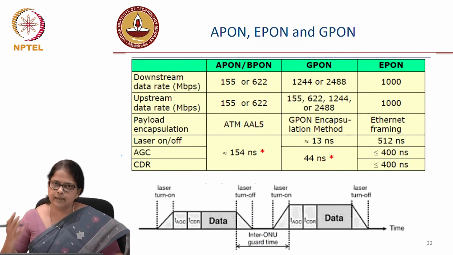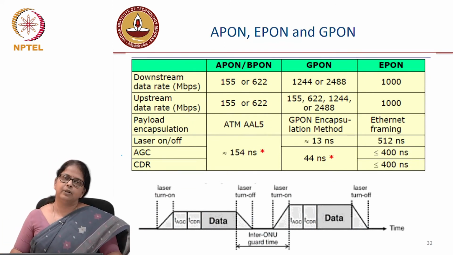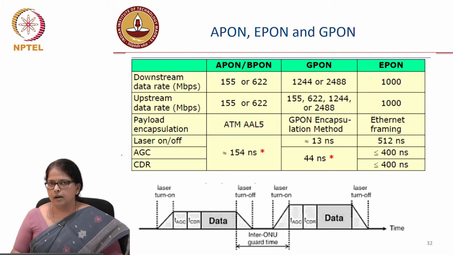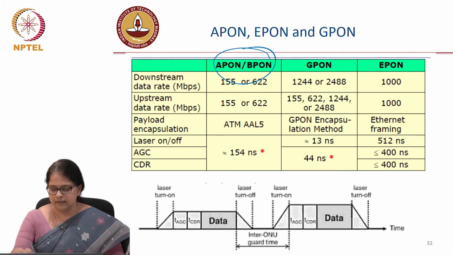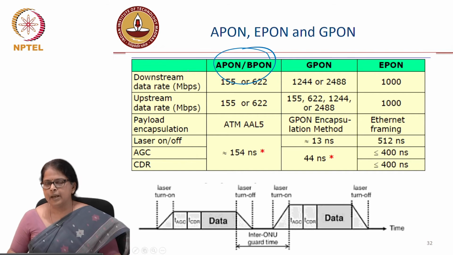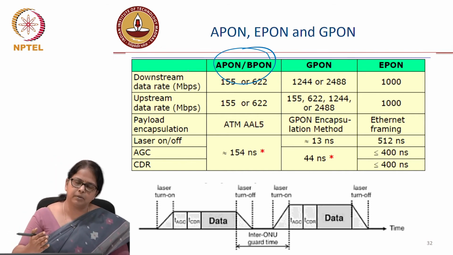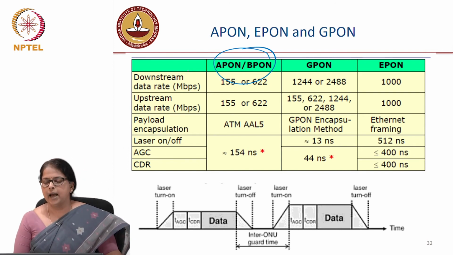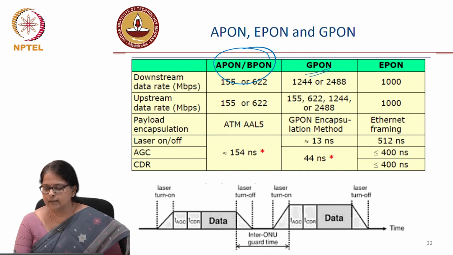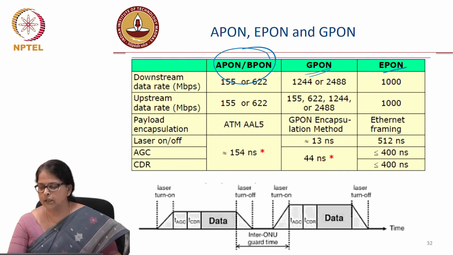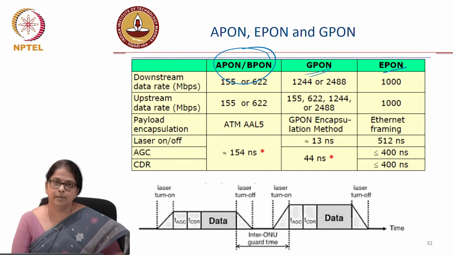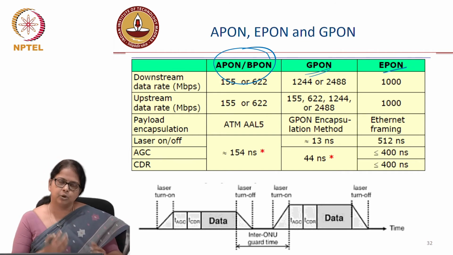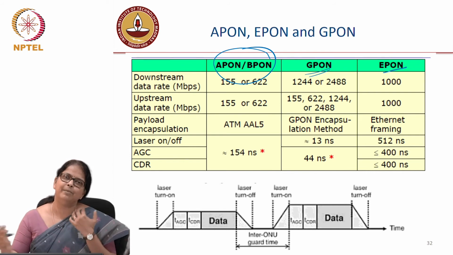Now, there are three standards that have evolved for this TDM PON. Traditionally, it was called APON and BPON, the asynchronous PON and the type B asynchronous PON, which was running at a slightly higher data rate. And these days, what gets installed is what is called Gigabit PON, GPON, and the alternate technology is EPON, Ethernet PON. Okay. The difference is in how the framing is done.